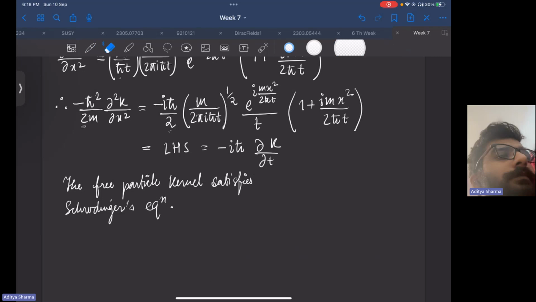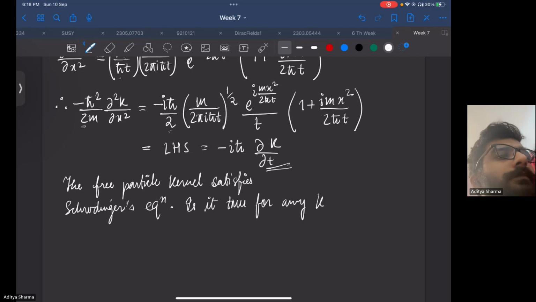Now the question which comes up is: is it true for any kernel? Will the harmonic oscillator kernel satisfy the harmonic oscillator Schrödinger equation? Yes, that is the question. It just takes 2 minutes, and then I'll look up the second problem, and we'll start with the second problem.